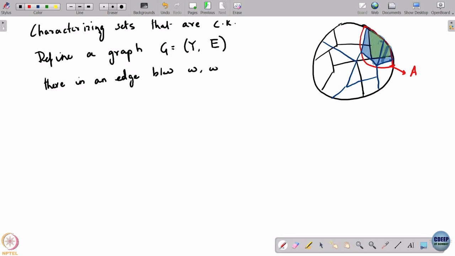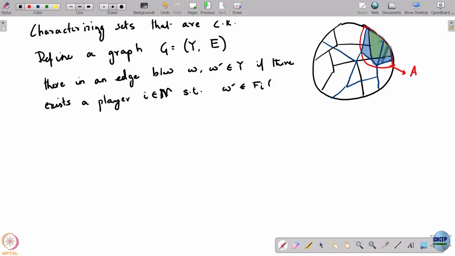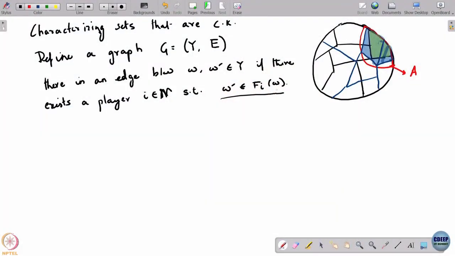So there is an edge between omega and omega dash in Ω if there exists a player i in N such that omega dash belongs to Fi of omega. So, if there is at least one player who cannot tell the difference between omega and omega dash. This condition, remember, is symmetric. Omega dash belongs to Fi of omega is the same as saying omega belongs to Fi of omega dash. These are equivalent.